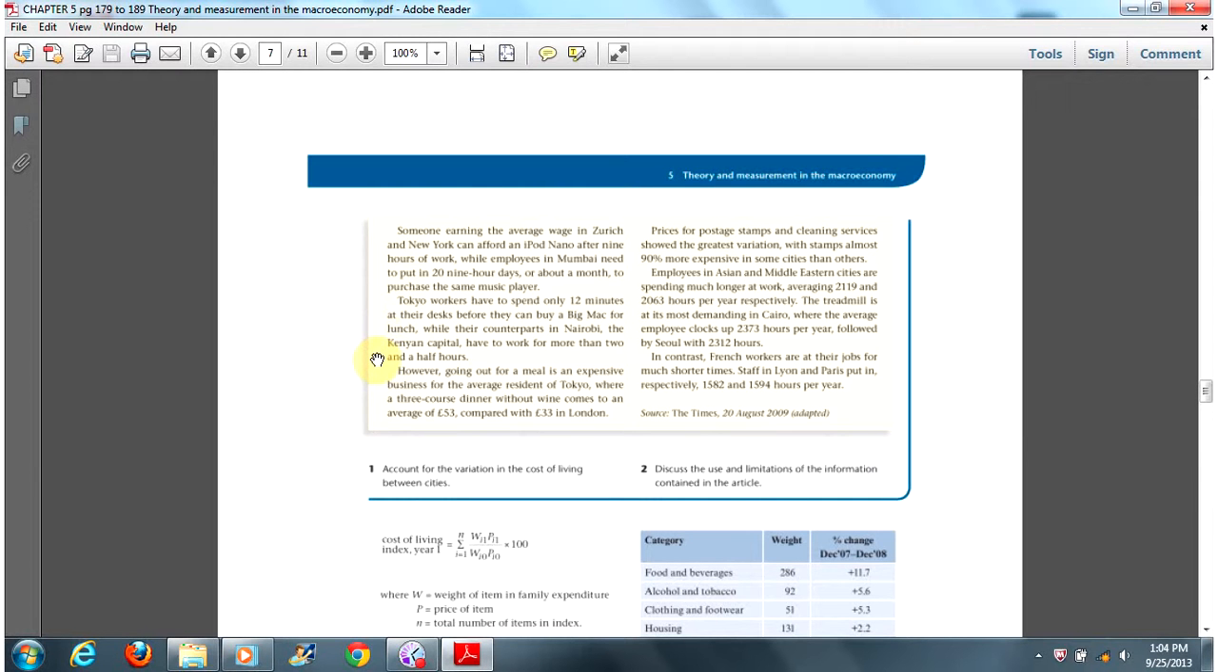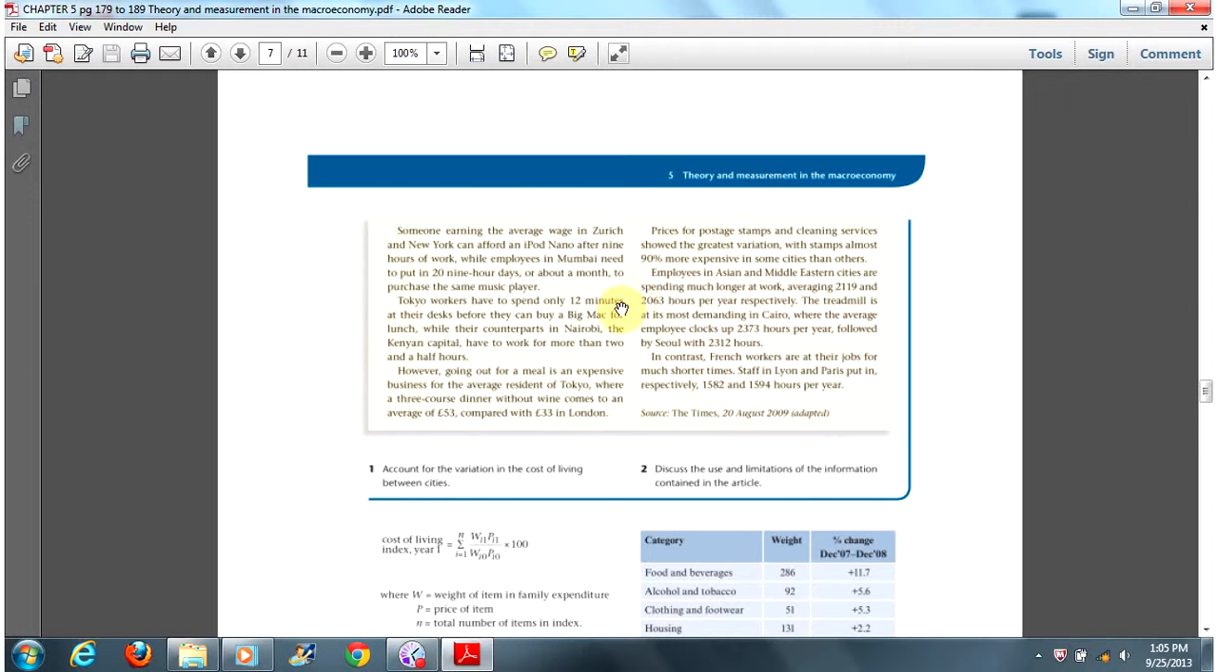However, going out for a meal is an expensive business for the average resident of Tokyo, where a three-course dinner with wine comes to an average of £53, compared to £33 in London. Prices for postage stamps and cleaning services show the greatest variation, with stamps almost 90% more expensive in some cities than others.